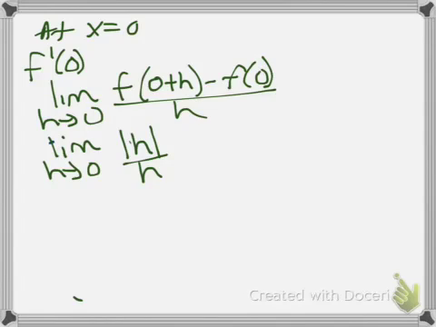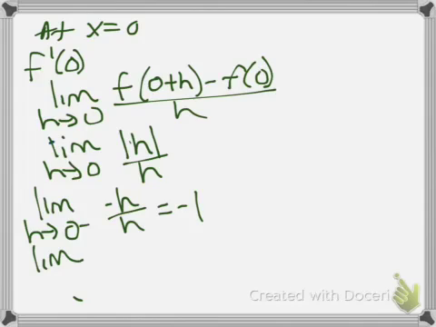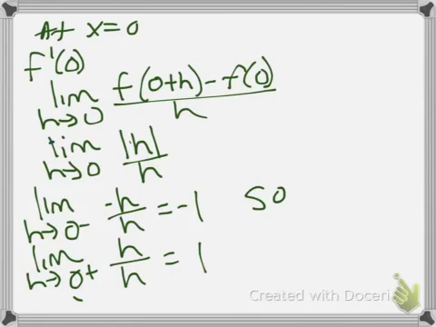Now I have to do it from the left and from the right. The limit as h goes to 0 from the left would be negative h over h, which is negative 1. And the limit as h goes to 0 from the right would be h over h, which would be 1. So I am not differentiable at 0. Why? Because the derivative equals negative 1 from one side and 1 from the other side. Yes, we already knew that, the absolute value. So f prime of 0 does not exist. So it's only differentiable for less than 0 and greater than 0.